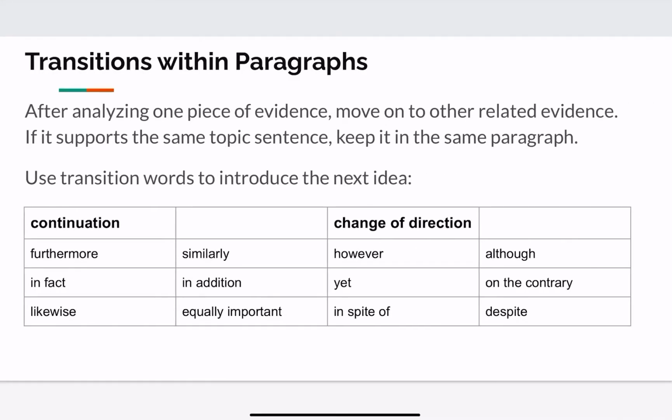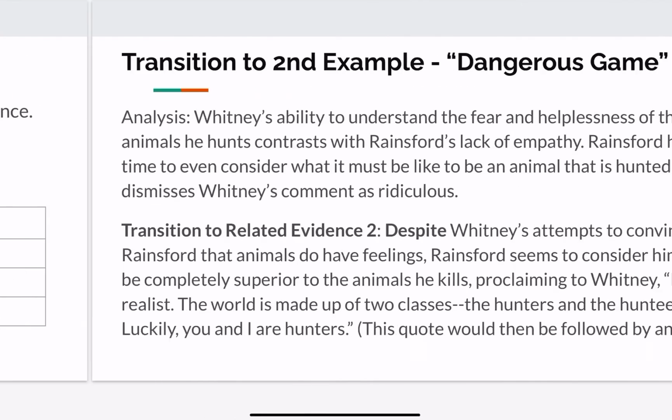Now, within the same paragraph, what we want is more than one piece of evidence. So after we analyze one piece of evidence, we need to move on to another piece of related evidence. It still has to relate to the same topic sentence because it's in the same paragraph. So we can use continuation signals, or if it's a different idea, then we can use a change of direction signal. But what we want to do is transition between ideas and make sure that we're flowing smoothly between our thoughts, not just have all of a sudden, here's another piece of evidence.